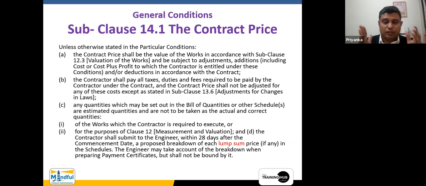Now, if you take the general conditions of contract in isolation, there is only one place you will see the word lump sum. It is appearing within the contract price, subclause 14.1, item C2. It says, for the purposes of clause 12, measurement and valuation, the contractor shall submit to the engineer within 28 days after the commencement date a proposed breakdown of each lump sum price. So this has nothing to do with the lump sum contract.